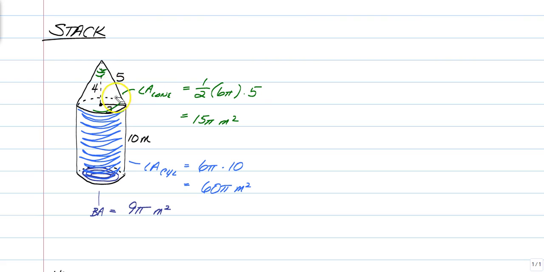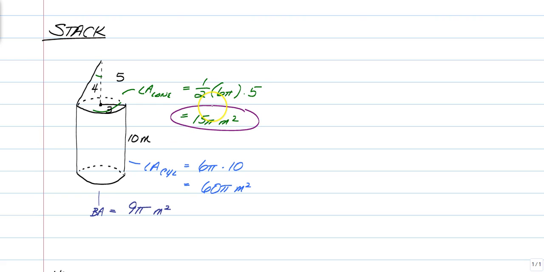And if we were to erase this just so we can see some other stuff later, after we painted all of it, you take your lateral area of the cone, your lateral area of the cylinder, and the base area of the one and only base exposed, and you just add them together. So 15 plus 60 plus 9 is going to give us 84 pi meters squared. Okay? So that's how we do surface area.